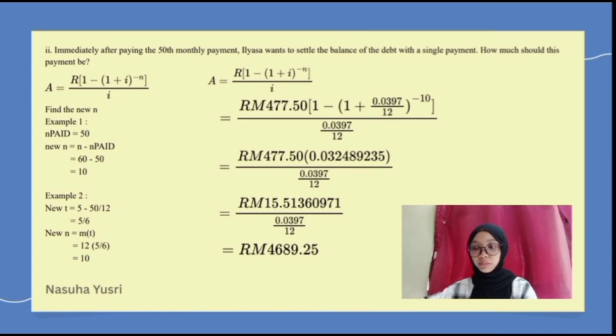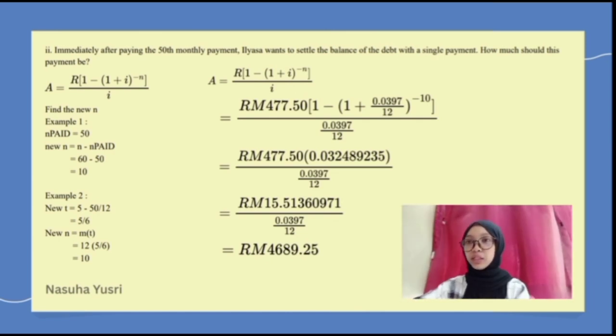But before we solve the problem, we have to find the right n. So I have done the example to find the new n, which is n paid equals 50. New n equals n minus n paid. So 60 minus 50 equals 10. But just to prove it right, I have another example, which is new t equals 5 years minus 50 divided by 12, and the answer is 5 divided by 6. So we can put into the formula, which is n equals m times t. So 12 times 5 divided by 6, so the answer is 10.